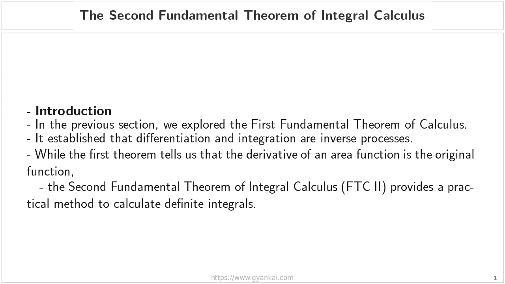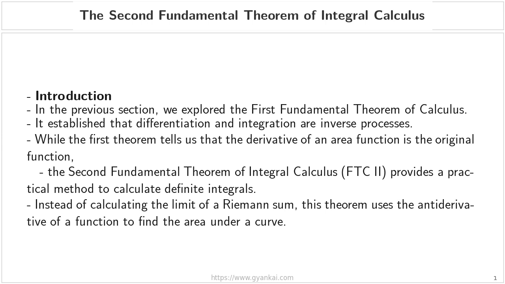This theorem provides us with a powerful and practical way to evaluate definite integrals. Instead of having to go through the somewhat tedious process of calculating the limit of a Riemann sum, which is how we initially defined the definite integral, FTCII allows us to find the area under a curve simply by using the antiderivative of the function. So, we'll be trading in those potentially complicated limits for a much more manageable process of finding an antiderivative and evaluating it at the limits of integration. We'll dive into the specifics of how to do that in the following slides.